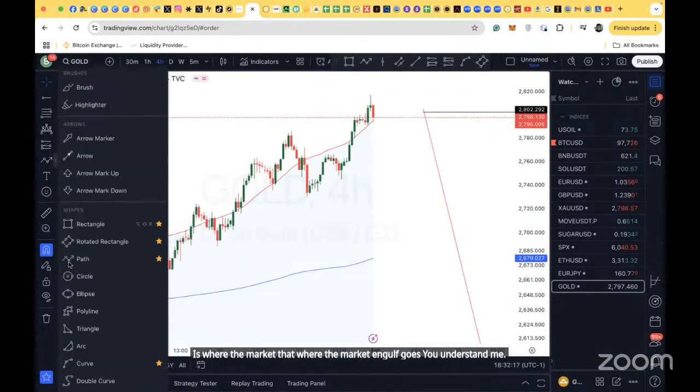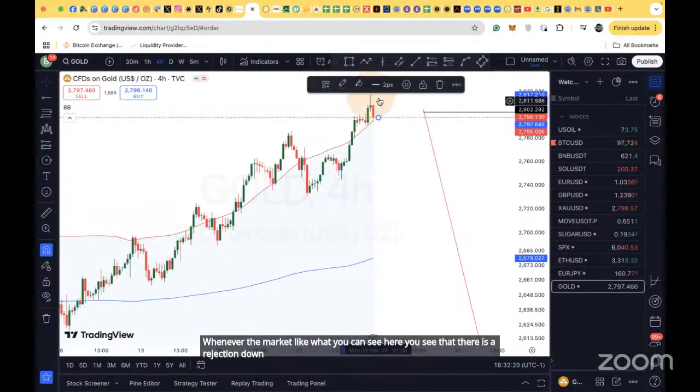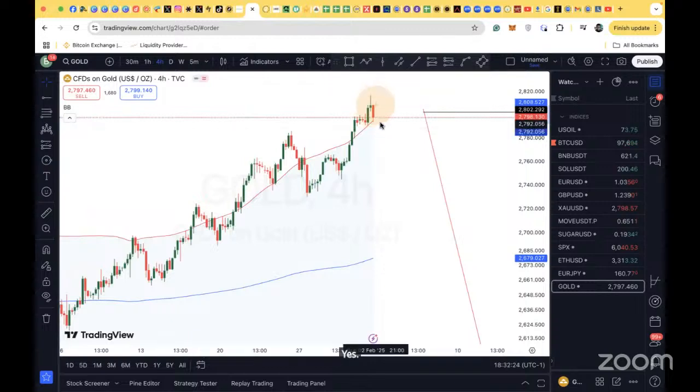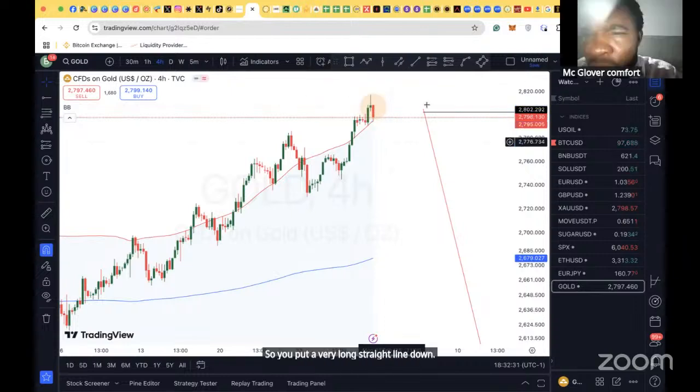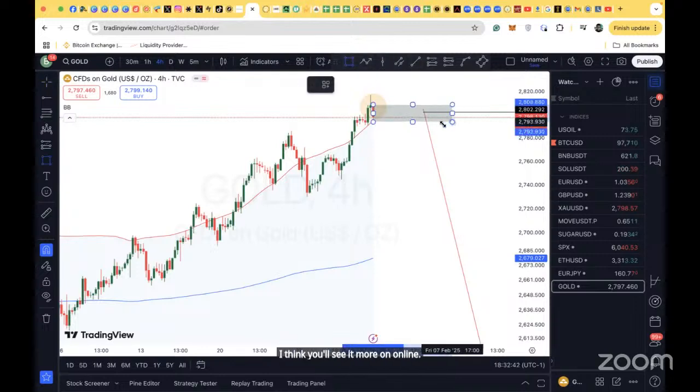Wherever the market, like what you can see here, you see that there is a rejection down. Are we together? So you put a very long straight line down, like a line. You cross it on that zone. I think you will see it more online. Okay, let's do it online so it will be clear.